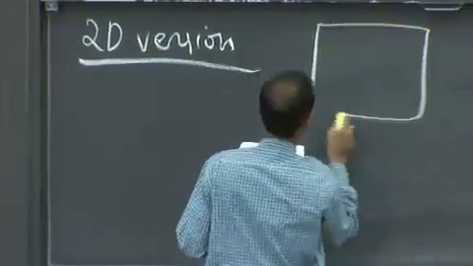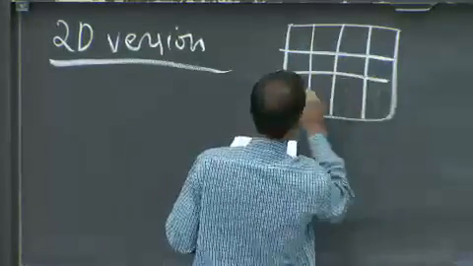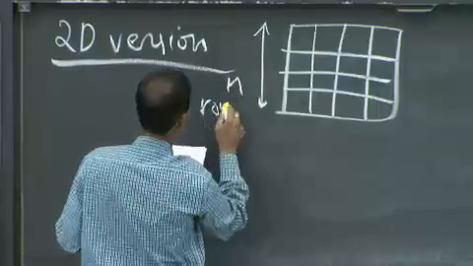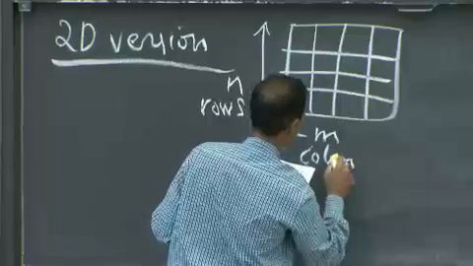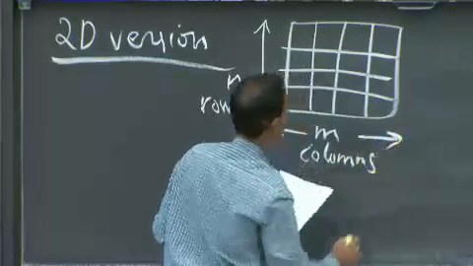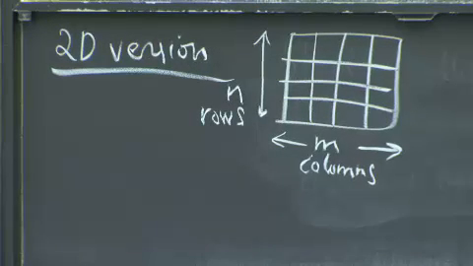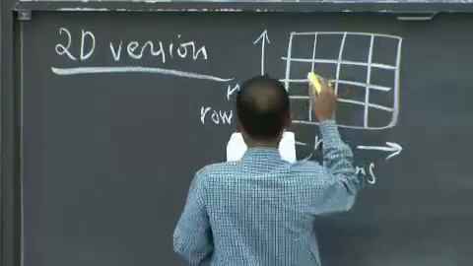As you can imagine, in the 2D version, you have a matrix or a two-dimensional array, and we'll say this thing has n rows and m columns. And now we have to define what a peak is. And it's a hill. It's the obvious definition of a peak.